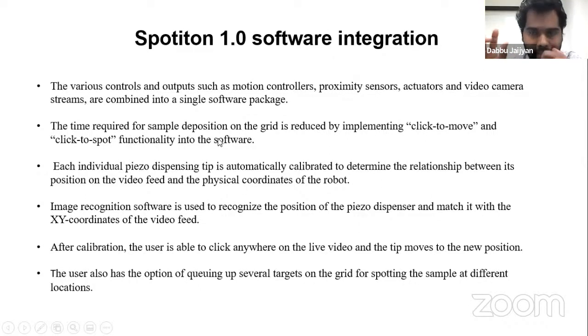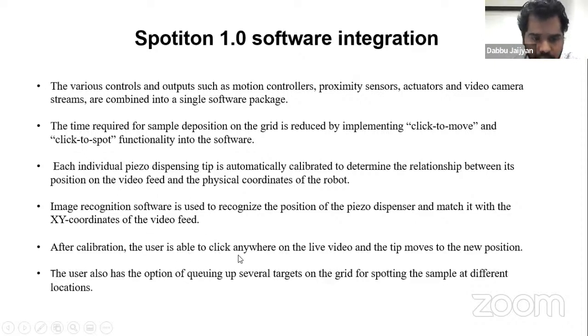You can just decide your coordinates, or the position of the spot, which can then be controlled by the software. We will have a video camera picture of the grid, where we can decide where we want to put the samples, and we can also have multiple samples queued one after the other. Each individual piezo dispensing tip is automatically calibrated to determine the relationship between its position on the video feed and the physical coordinates of the robot. Image recognition software is used to recognize the position of the dispenser and match it with the XY coordinates of the video feed.